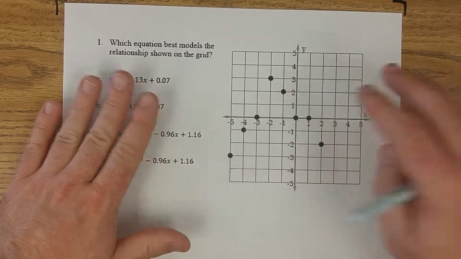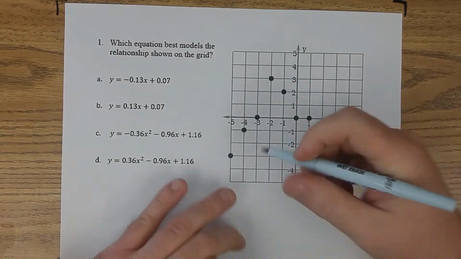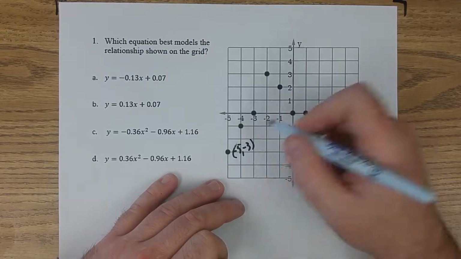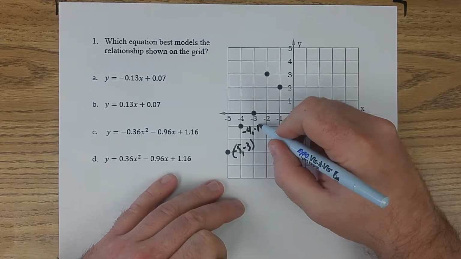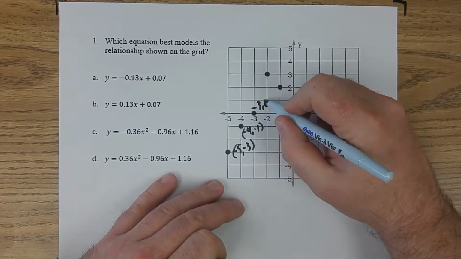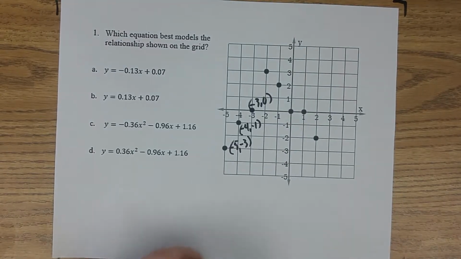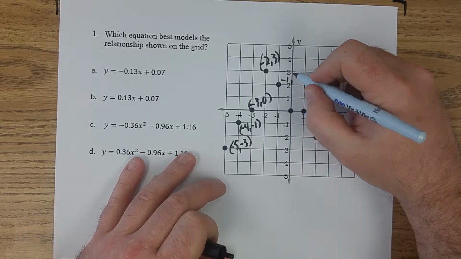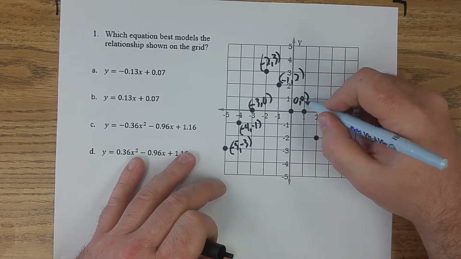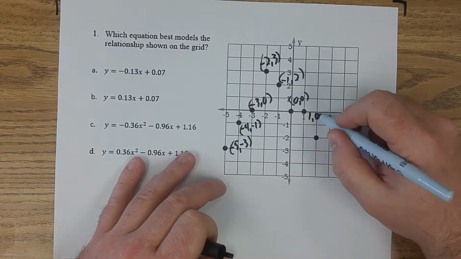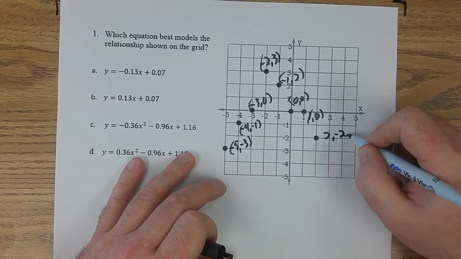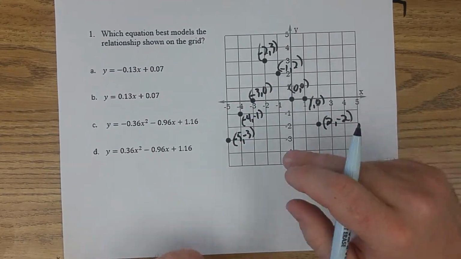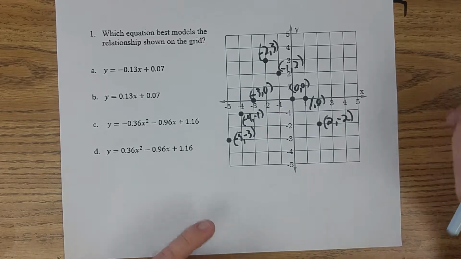First things first, we need to have some data to plug into the table. So what you're going to have to do is find the coordinates of each of these points. Let's see: (-2, 3), (-1, 2), (0, 0), (1, 0), and (2, -2). If you're having problems finding these coordinates, you need to ask somebody in the room to help you out.